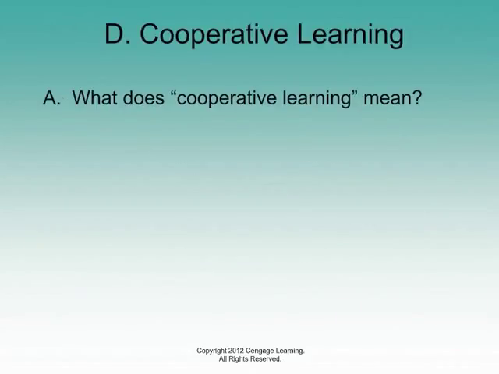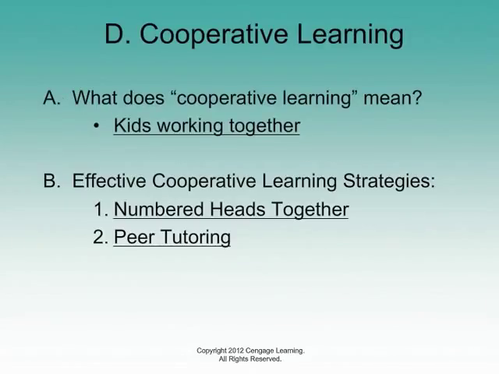And finally, we're going to look at cooperative learning. With traditional approaches to cooperative learning, not all students end up doing the work or are held accountable for the work, and there's too much downtime, and teachers find it difficult to manage groups. So we're going to look at two strategies: numbered heads together and peer tutoring.